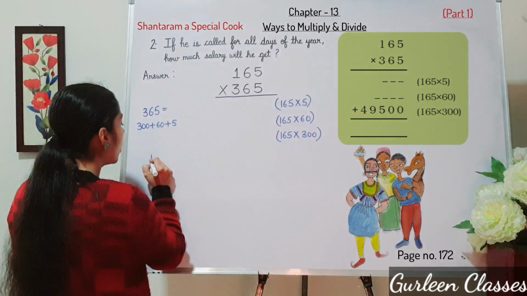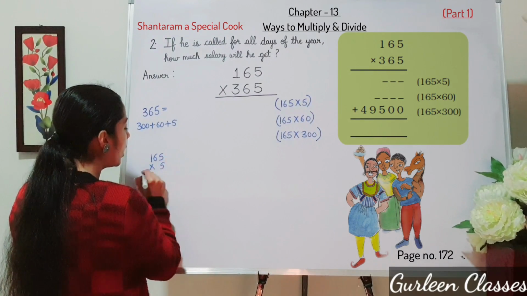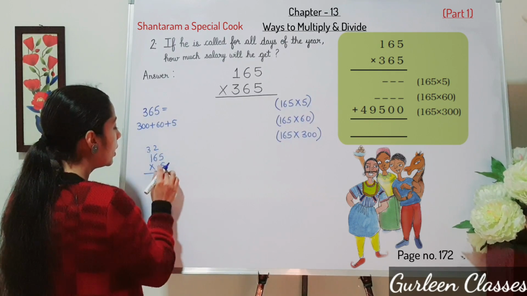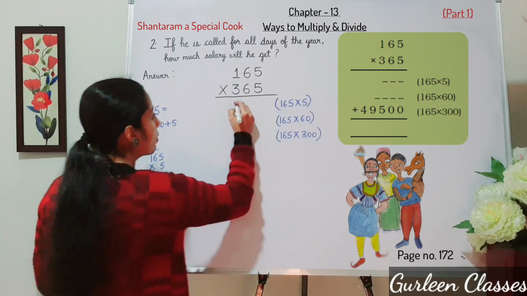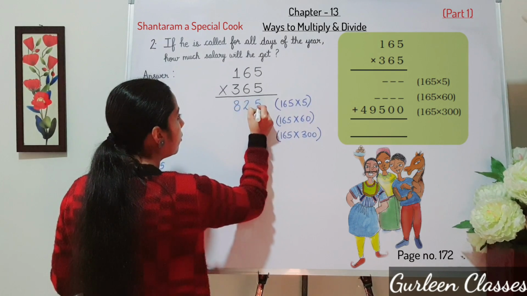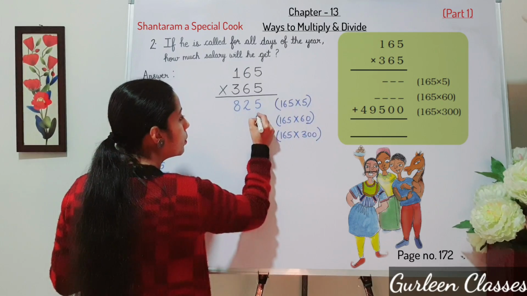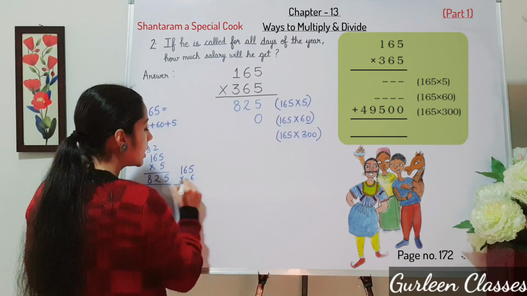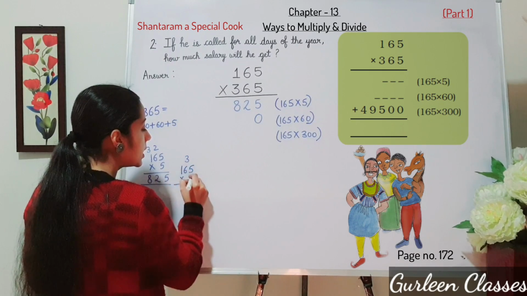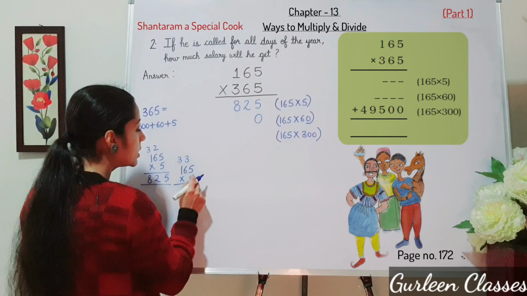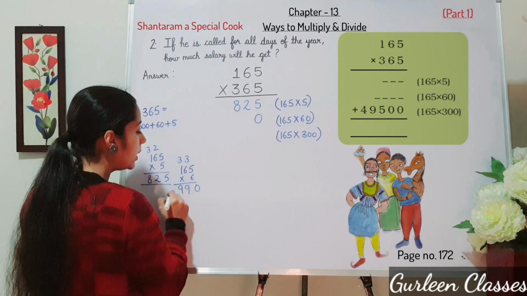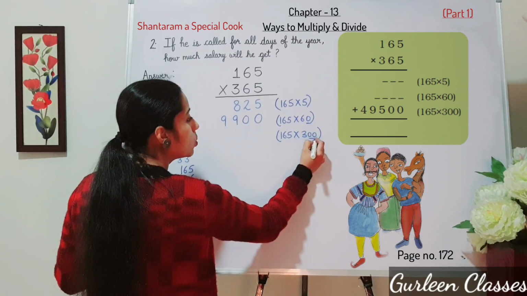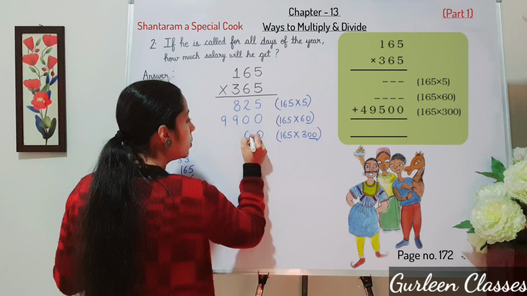So multiply 165 into 5. 5 5s are 25. 5 6s are 30 plus 2, 32. 5 1s are 5 plus 3, 8. So right here 825. As here is only 1 zero, so put 0 at last. So 165 into 6. 5 6s are 30. 6 6s are 36 plus 3, 39. 6 1s are 6 plus 3, 9. So it is coming 990. So right here 990. As 2 zeros are here, put 2 zeros to the right corner.